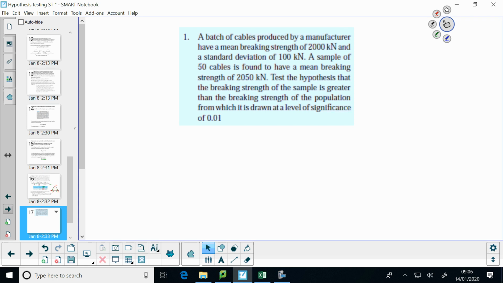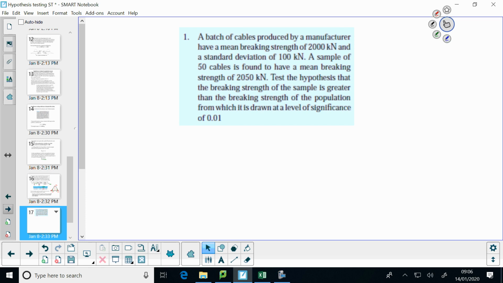So, we've got a couple of problems for you to have a go at yourselves. First of all, a batch of cables produced by a manufacturer has a mean breaking strength of 2,000 kilonewtons and a standard deviation of 100 kilonewtons. A sample of 50 cables is found to have a breaking strength of 2,050 kilonewtons. Test the hypothesis that the breaking strength of the sample is the breaking strength of the population from which it is drawn at a level of significance of 0.01. So you've got a more strict level of significance in that problem.